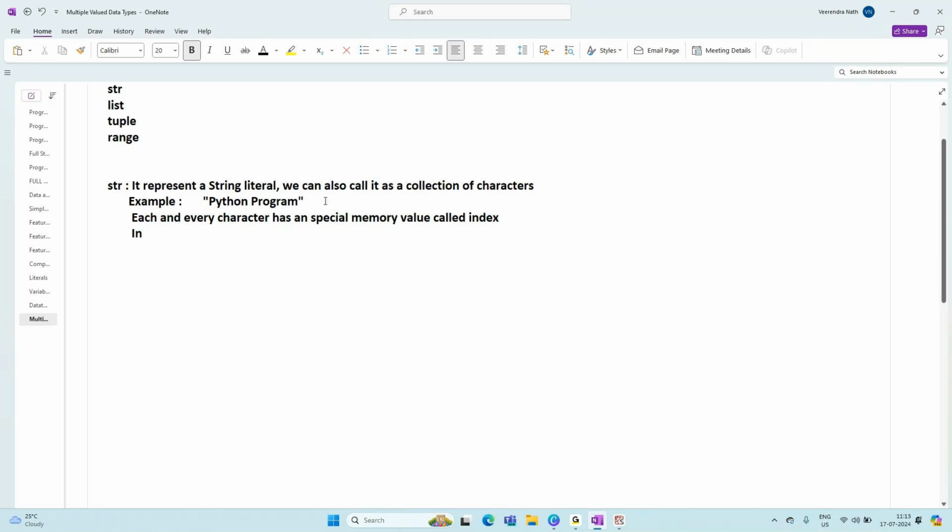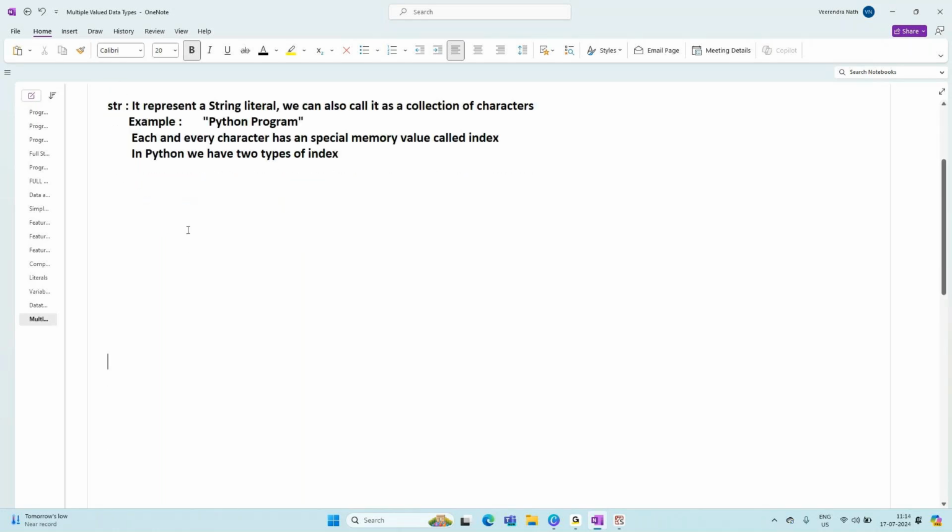In Python, we have two types of index. One, positive index and negative index.